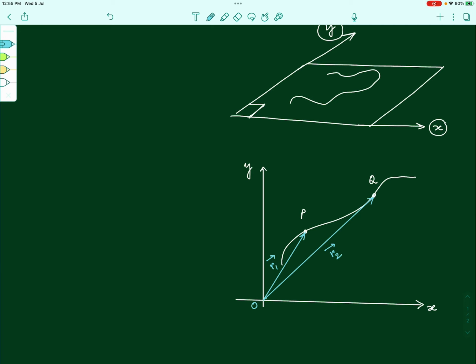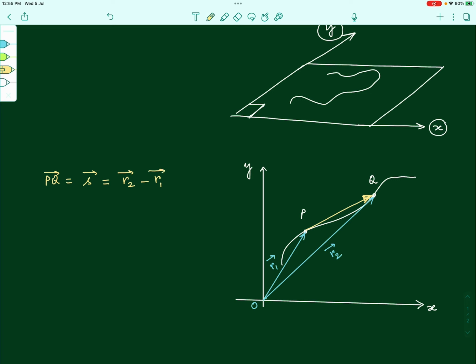For this particle then, do you all understand that the displacement vector will be given by the vector that joins the initial position with the final position, which will be this vector. The vector PQ is the displacement vector, isn't it? And for this displacement vector, see that using the triangular law of vector addition, we can write the vector PQ, which is also our displacement vector S, as the vector R2 minus the vector R1.